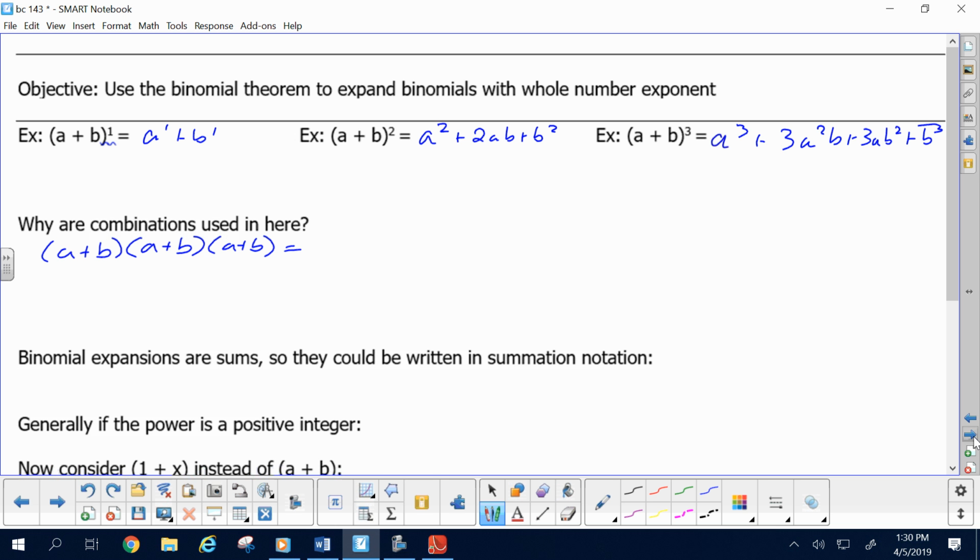Total crazy, and he taught you to distribute like this. I'm going to first take a times a times a. I'm not going to use exponents. And then I'm going to take a times b. Now I'm going to start by going AAA, AAB, ABA, and ABB. And it feels like that's all the possibilities with A as the first term.